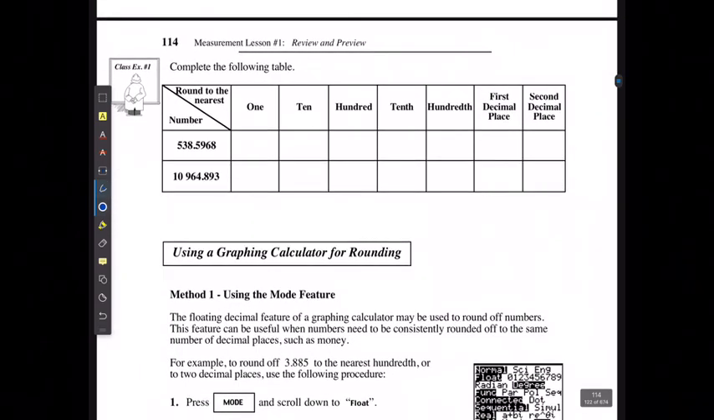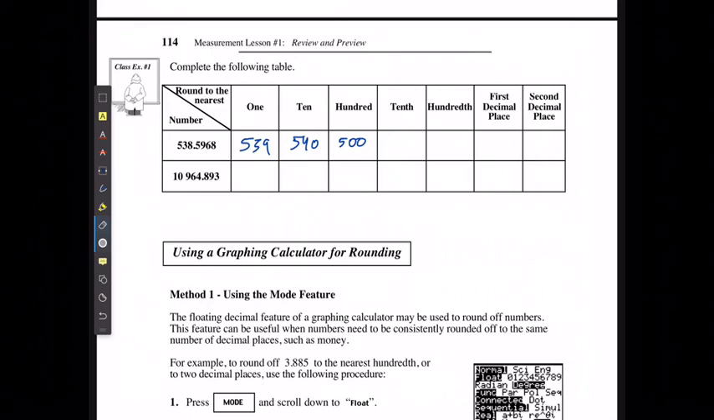Which means that if I'm filling in this table, for this number, if I'm rounding to the nearest one, well, the 1 is an 8. After the 8 comes a 5, so it's going to round up to 539. If I'm doing it to the tens, the 10 is a 3. After that comes an 8, so it's going to round up to 540. If I'm doing it to the 100, then the 100 is going to be a 5. After that comes a 3, so it's going to round down to 500.